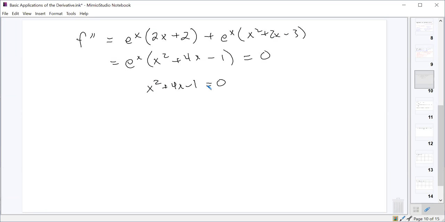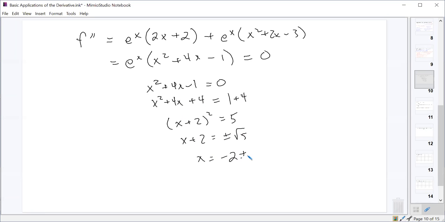I guess we could just complete the square with that. x squared plus 4x equals 1. We're going to have to add a 4 to both sides. This will factor to x plus 2 squared, and that'll be 5. And we got x plus 2 equals plus or minus root 5, or x equals negative 2 plus or minus root 5. Good or no? Good. Great.